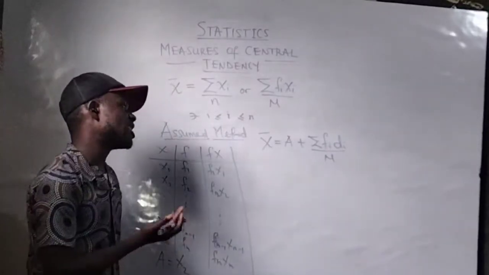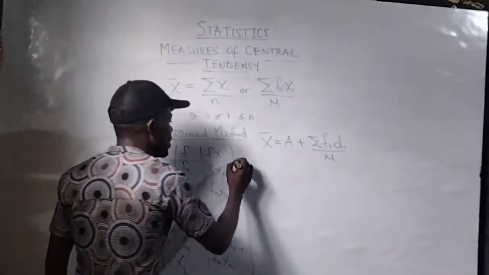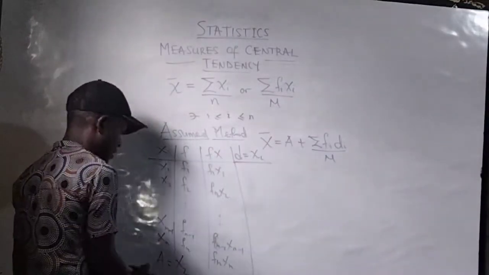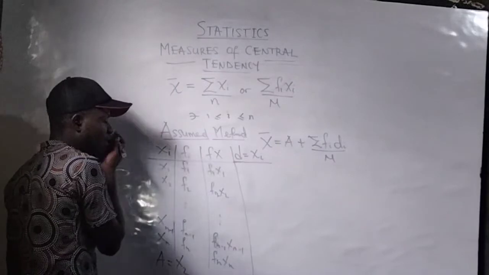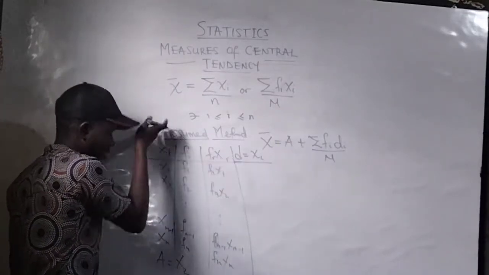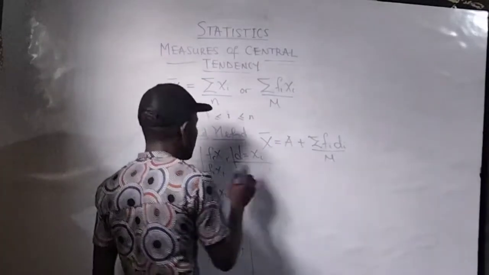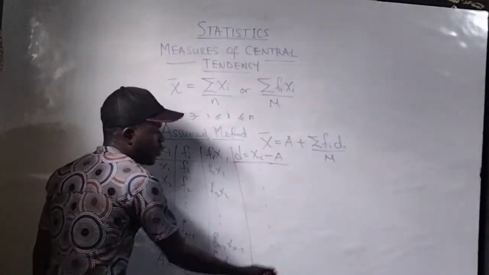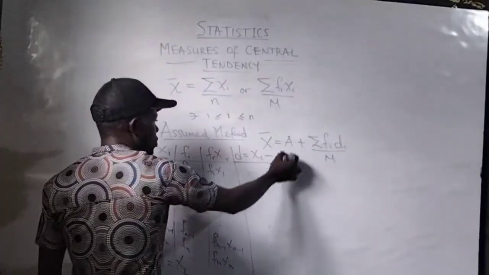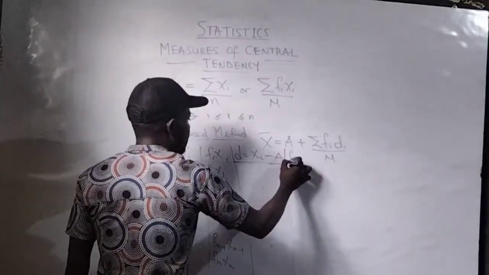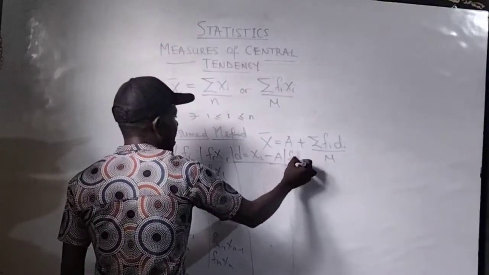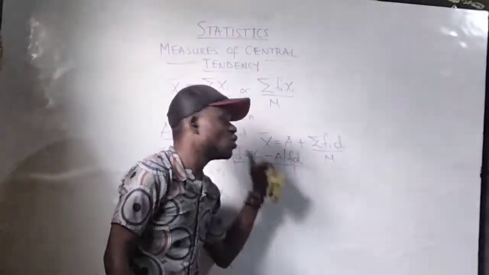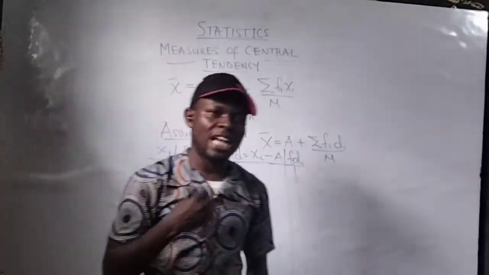Now the question is, what is my di? Your d is just your set of xi's minus the value you assumed, that is, di equals xi minus a. That will give us our given set of distribution here. Then I multiply it with my f, so that I have fi di, which is my set of distribution as well. So from there I can easily compute my assumed mean.